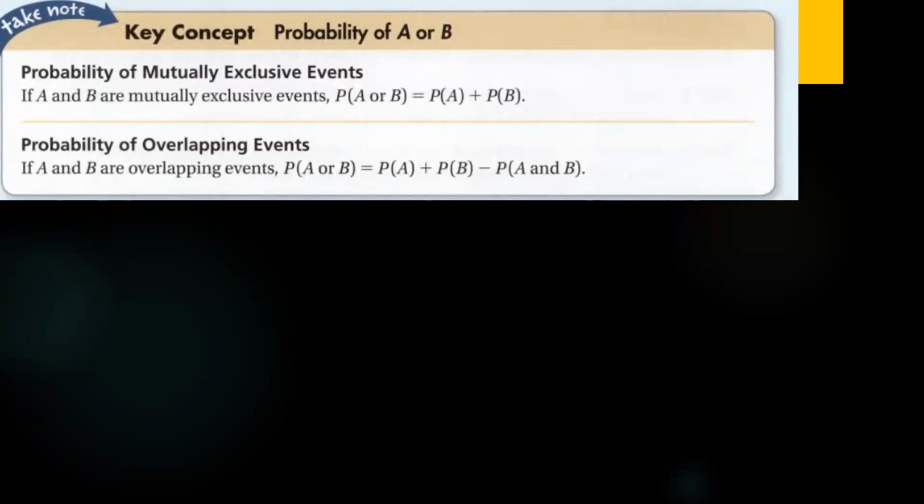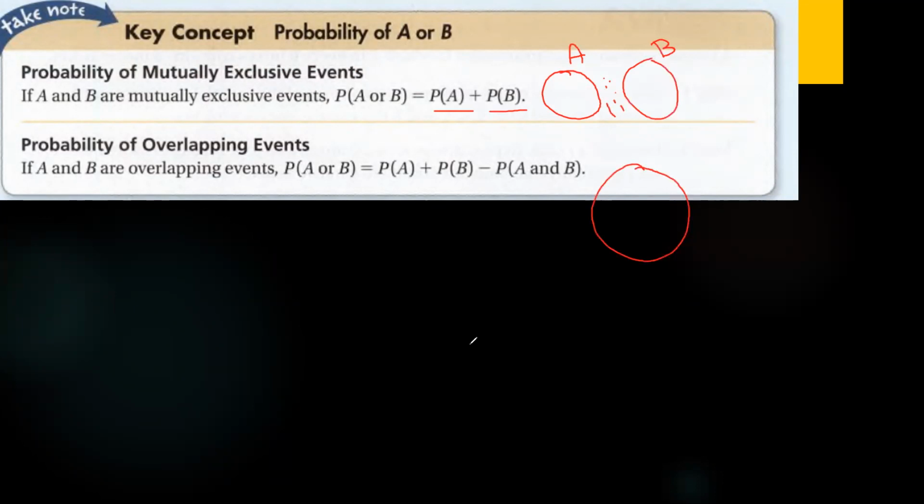For the mutually exclusive, I want to draw its Venn diagram. This is the probability of event A, and this is the probability of event B. There's no common things between them here. So I will say the probability of A plus the probability of B.